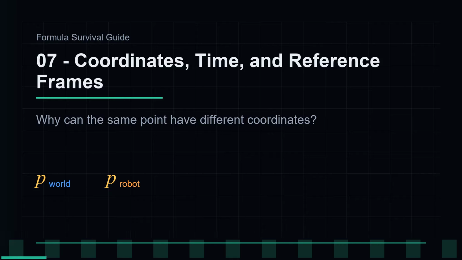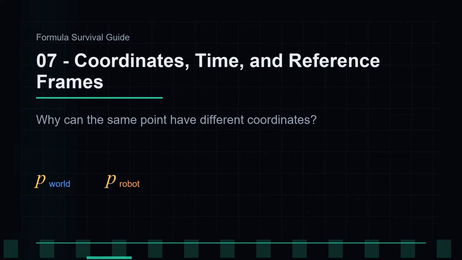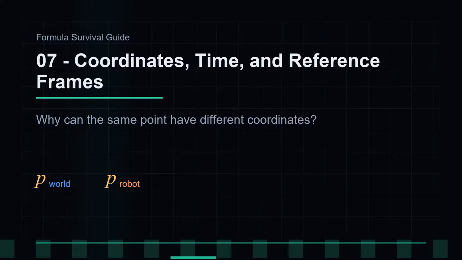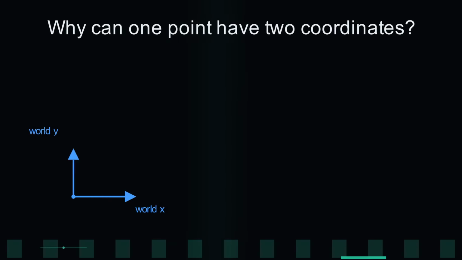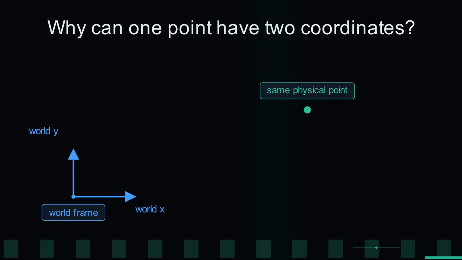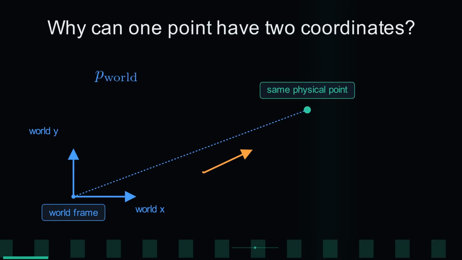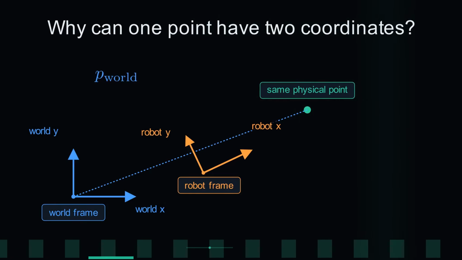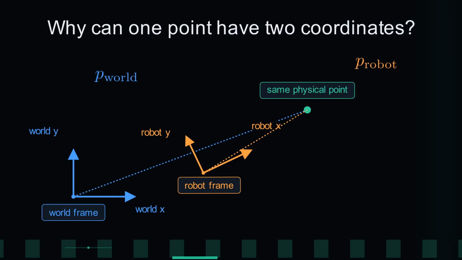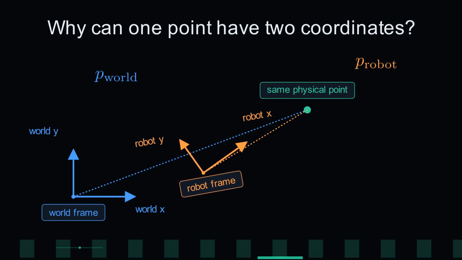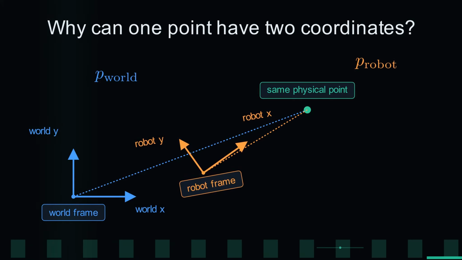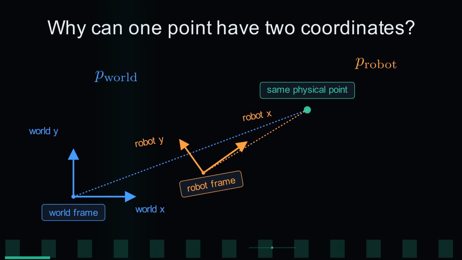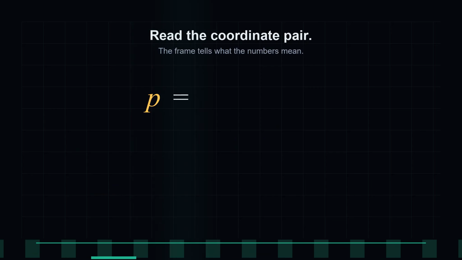Why can the same point have different coordinates even when nothing physical has moved through the scene at all? The same physical point can receive different numbers in different frames. The missing word is frame, the measuring grid we chose. Read P equals (x, y) as a point with two coordinate readings measured in the current frame. They are not universal for every picture.